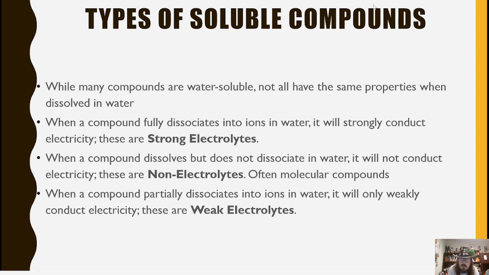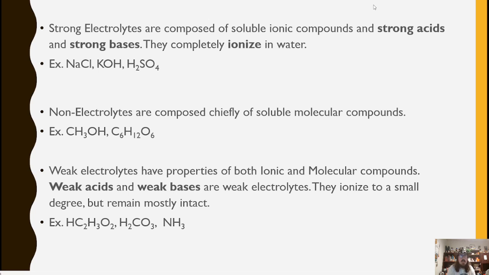Now, here are some examples. Strong electrolytes are composed of soluble ionic compounds and strong acids and strong bases. For that reason, they completely ionize in water. So sodium chloride is an example of a salt. Potassium hydroxide is a base. Sulfuric acid is a strong acid, so it completely dissociates.